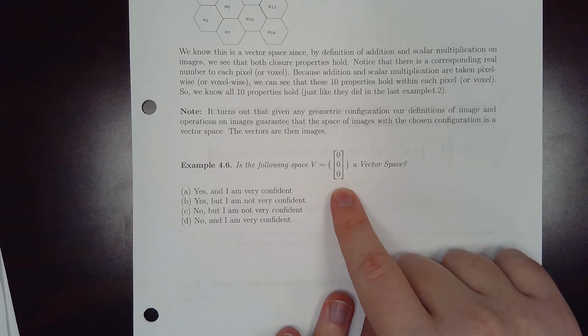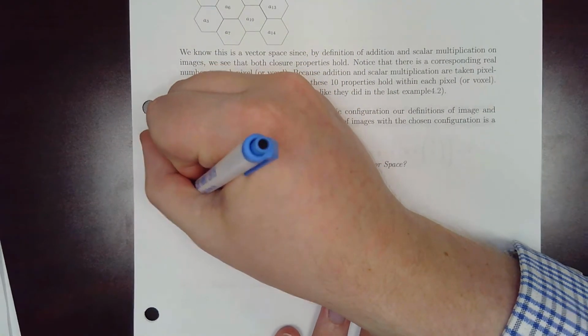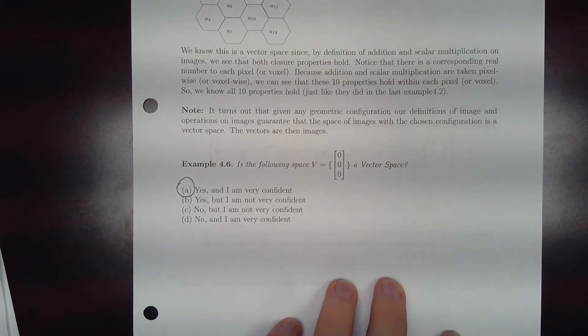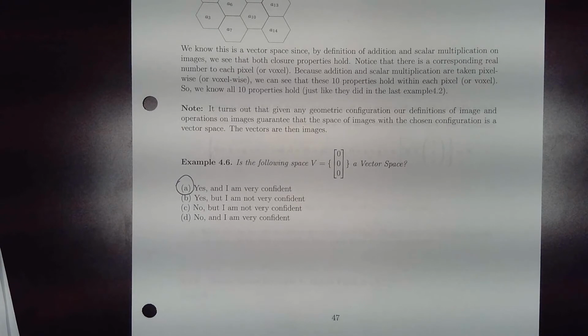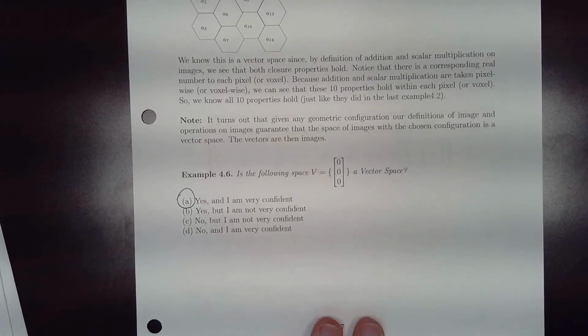Is there a way to add something to this in order to get the 0 vector? Yeah, the 0 vector. So this actually has all of our properties for a vector space. Is it interesting? No, except for the fact that it is a vector space. So that's really neat.